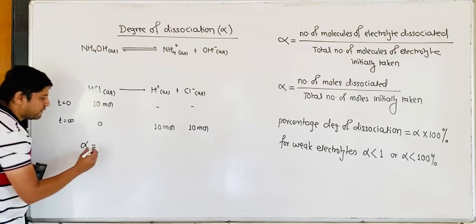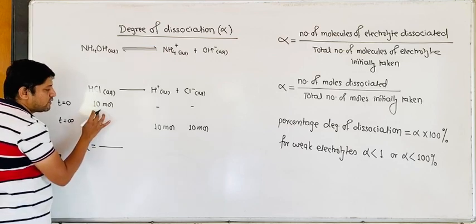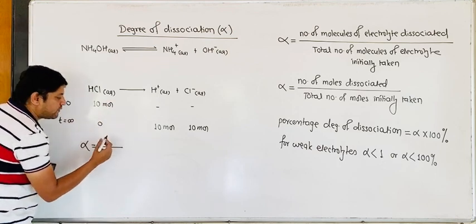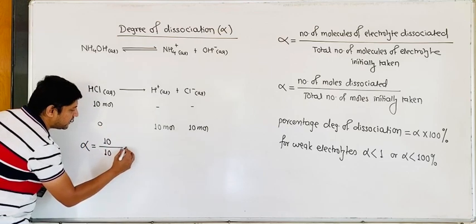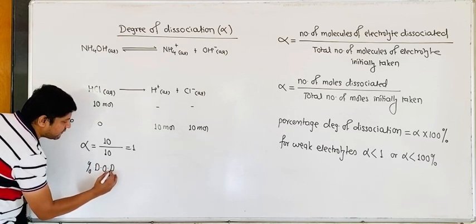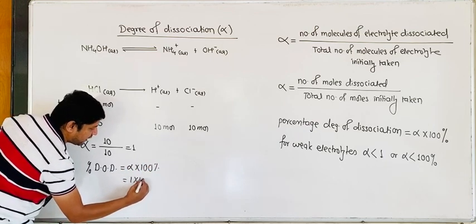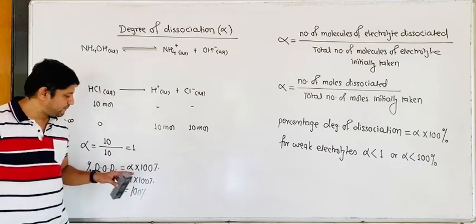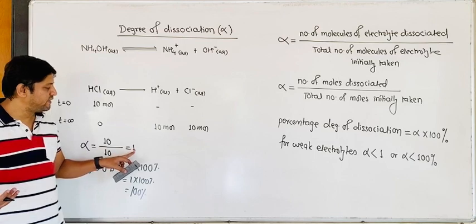Alpha, which represents degree of dissociation, is equal to the number of moles of HCl dissociated divided by the moles initially taken. Out of these 10 moles, only 0 moles remain. That means all 10 moles undergo the dissociation process. Moles dissociated are 10 and moles initially taken are also 10. That means alpha is equal to 1, or percentage degree of dissociation, which is alpha into 100%. Alpha is 1 into 100%. Means degree of dissociation of a strong electrolyte is 100%, or in fractions it is nearly equal to 1 or exactly 1.